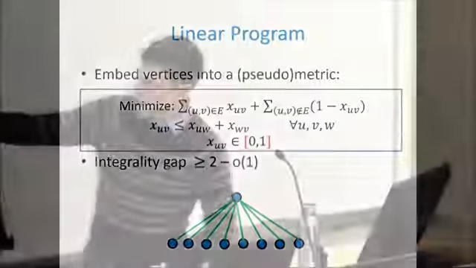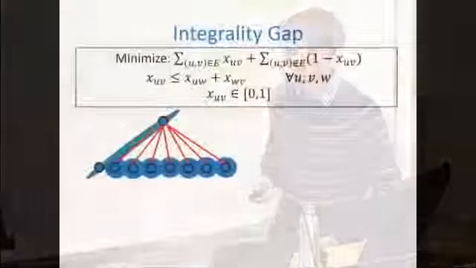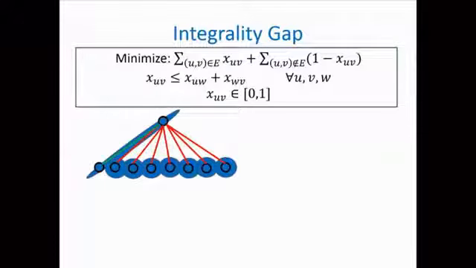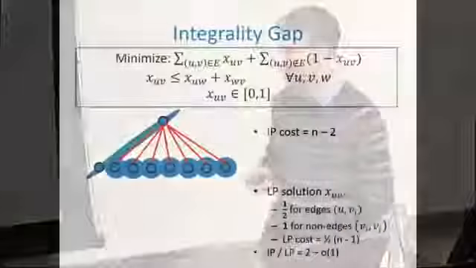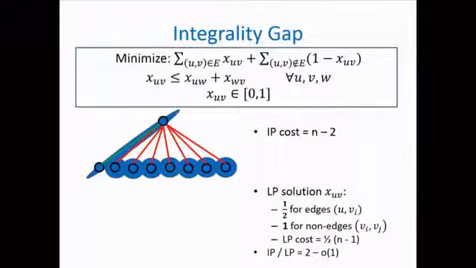There is a simple example that illustrates this. It has a star consisting of edges, and two vertices which are disconnected from each other. Now remember that a solution to an integer program is exactly the same as a clustering, and the best clustering here that you can construct looks like this. You just pick one cluster of size 2, and the rest of the vertices form singleton clusters. That's the best you can do here. This gives the cost of the integer program to be n minus 2.